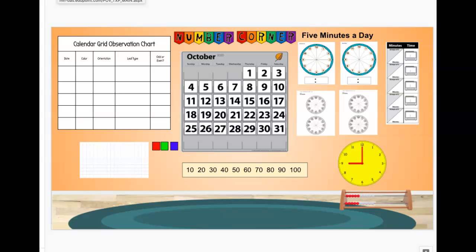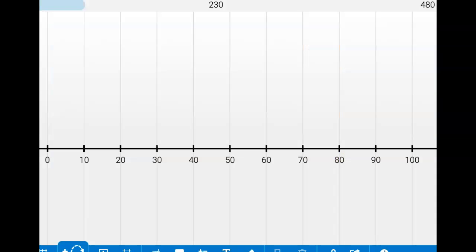For Number Corner today, we're going to be playing another round of Guess My Number. So we're going to be looking again at our number line. Let's have a look at the really long number line that we used for this game.